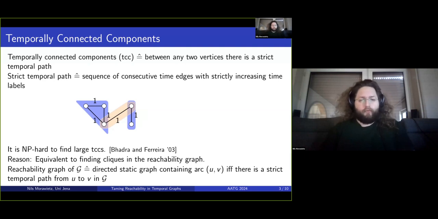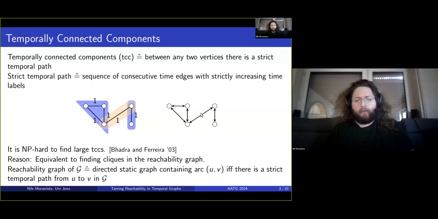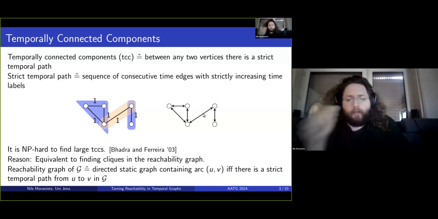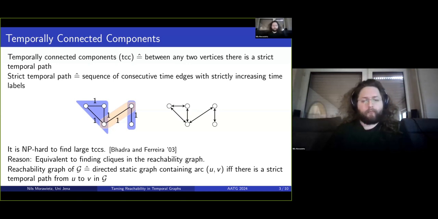So for example, for this temporal graph, this here would be the reachability graph. And then we can see, okay, this triangle over here is a clique, so it is a temporally connected component. These two vertices to the right are a clique, and so a temporally connected component, and also these two diagonal vertices.